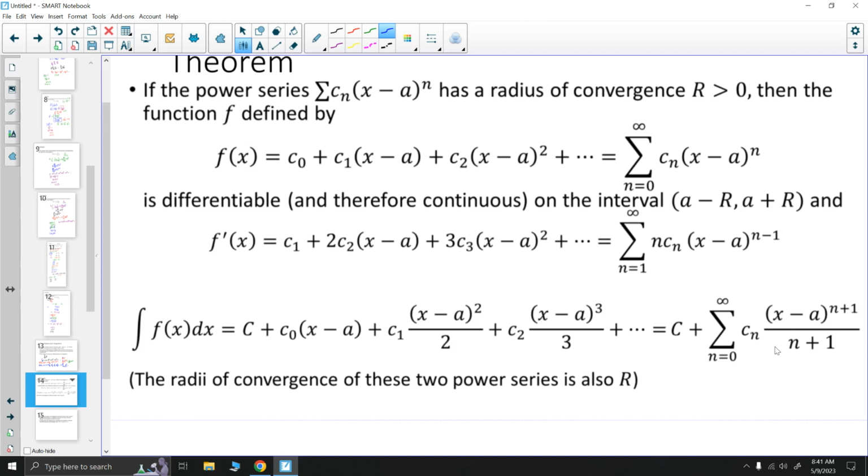And again, the radius of convergence of both of these power series is also r, so they have the same radius of convergence. Okay, so again, this is just the official definition of it, and this allows for us to deal with really anything here. A few things to note, though.